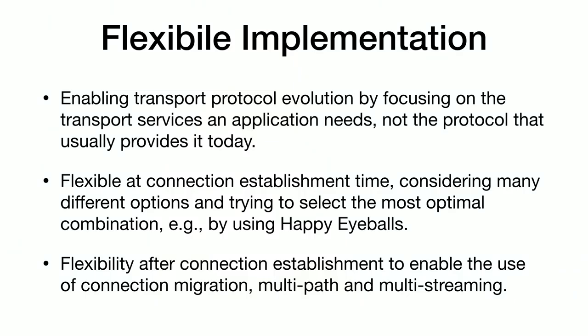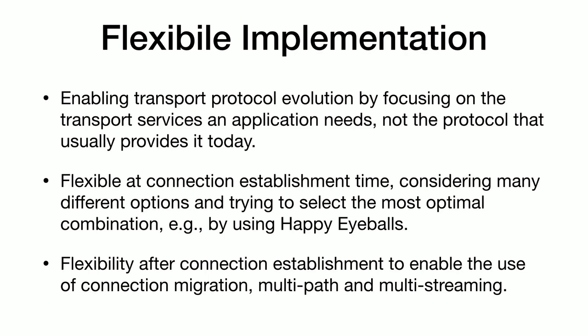The second basic idea, and that's why it's in the TAPS working group, it should enable protocol evolution. So we're focusing on what the application needs. The application doesn't say, I want a TCP socket, but the application says, I want a reliable in-order stream socket. And whether this is implemented as TCP or as QUIC or as SCTP, you don't care. You get the service you're asking for. And you can narrowly define with properties what you really need, and the system makes a smart choice for you.